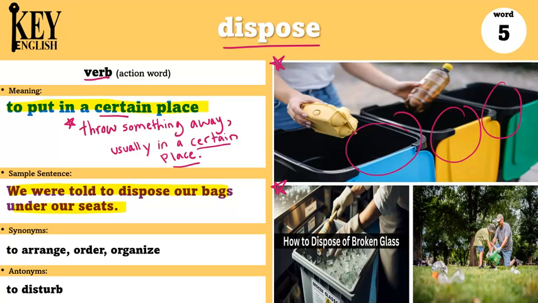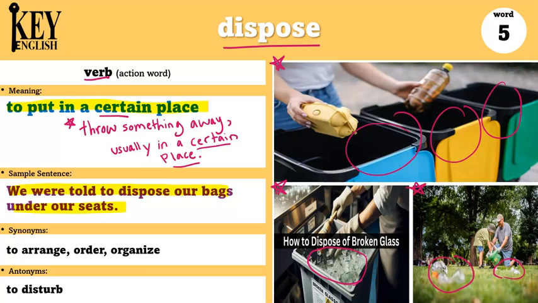Or I could say, we need to dispose of broken glass carefully so no one gets hurt. If you ever break a glass, you have to be careful about just putting it in a regular trash bag because it could break through the bag and it might hurt someone. So we have to dispose of it or throw it away in a special way.